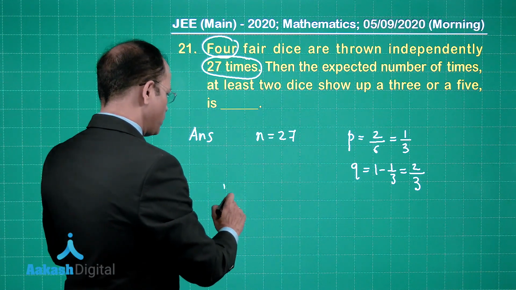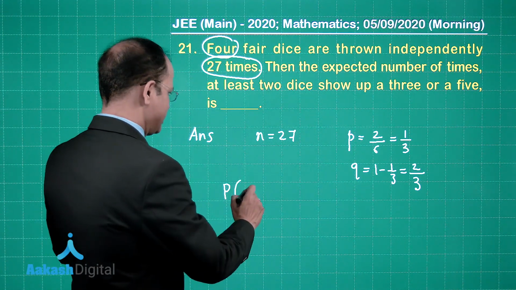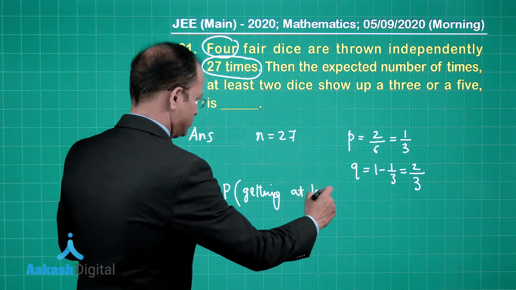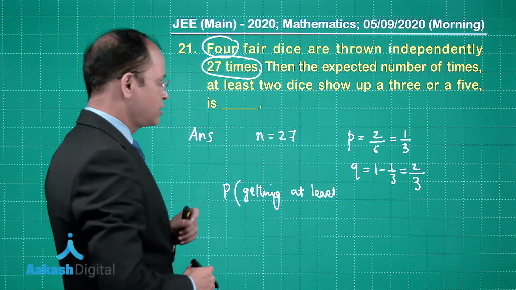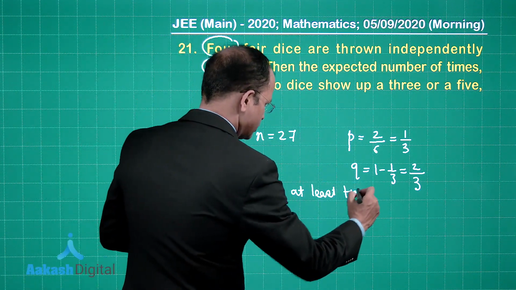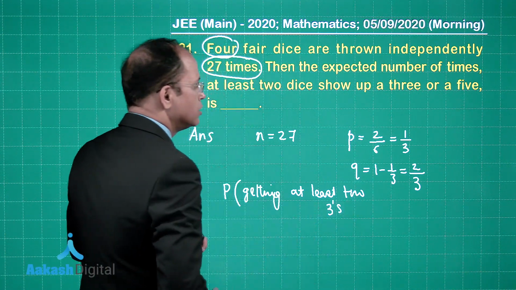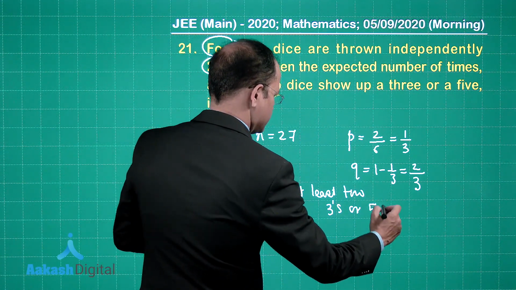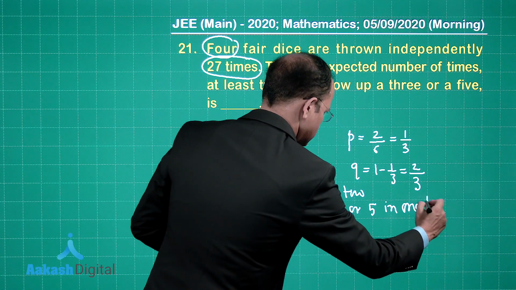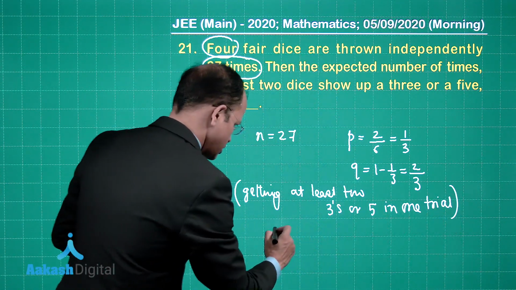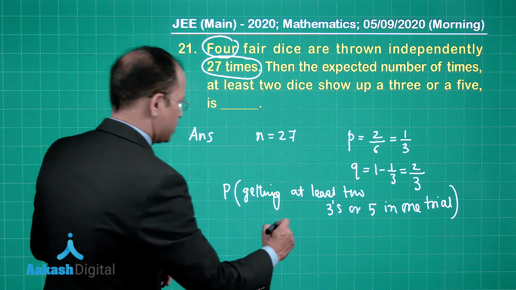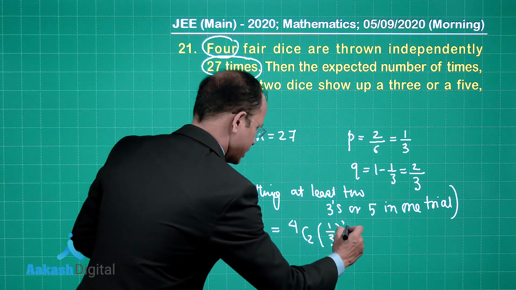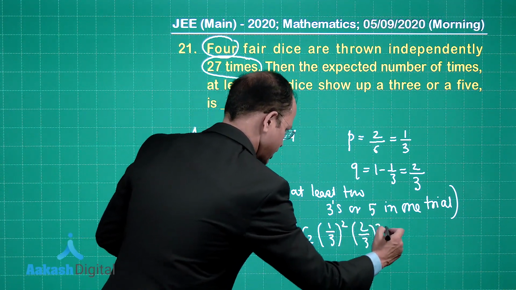Now, if I talk about the probability of getting at least 2 3s or 5s in one trial, so this is coming out to be how much? We have been given this part, so 4C2, right? And this is 1 by 3 square. We can write 2 by 3 square we have.